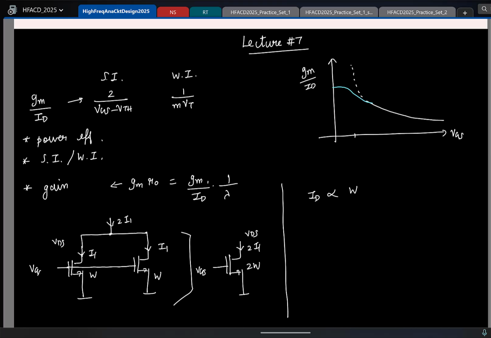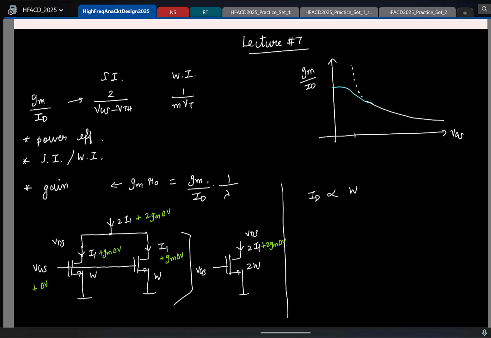Now let us say on top of this VGS, let me draw it neatly, I add a small change delta V. What would be the change in the drain current here? gm delta V. Similarly, what would be the change in the drain current in this transistor? Same. So what would be the total current change here? 2 times gm delta V. Again you can think of it like this: here I have 2 gm delta V.